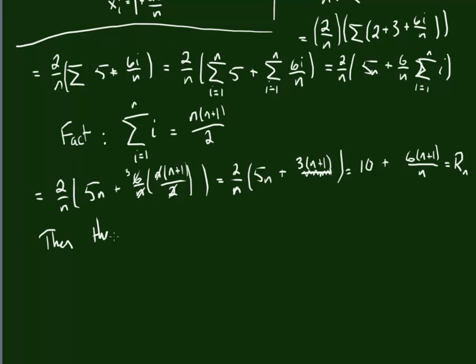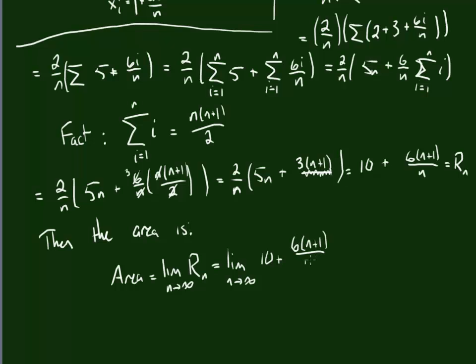So then the area, remember in class, we said is going to be the limit of this right-hand sum as we allow the number of rectangles to get really huge. So we'll take this limit. This is going to be the limit of 10 plus 6 times n plus 1 all over n. The limit is not going to do anything to the 10. This is going to stay as 10. The limit is going to take the 6 times n plus 1 over n, and that limits to 6. We have a total of 16.